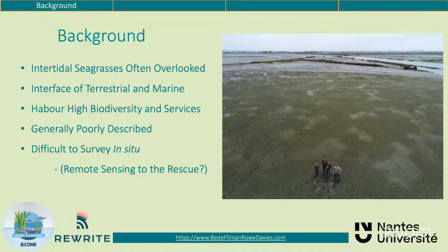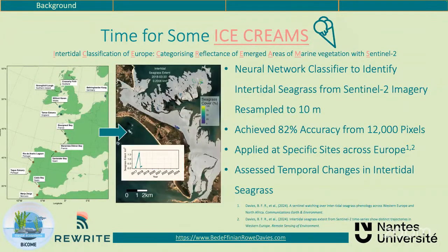But originally, the process was to basically create a model that we could use to identify and classify intertidal habitats. So we created the ICE CREAMS model, which is Intertidal Classification of Europe, Categorizing Reflectance of Emerged Areas of Marine vegetation with Sentinel-2. What this algorithm does is a neural network model that classifies vegetation in the intertidal area as well as sand and muds. And then what we do from that is take the seagrass class from that prediction. It has about 9 different classes. And we calculate the intertidal seagrass cover based off of work by Laura Zoffoli in 2020 to convert that to a seagrass percentage cover per pixel.